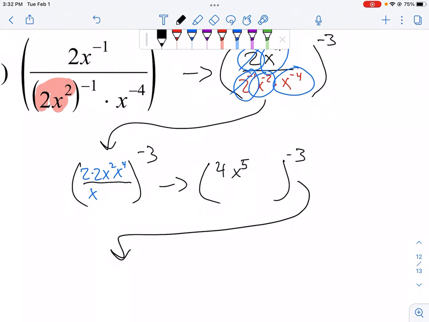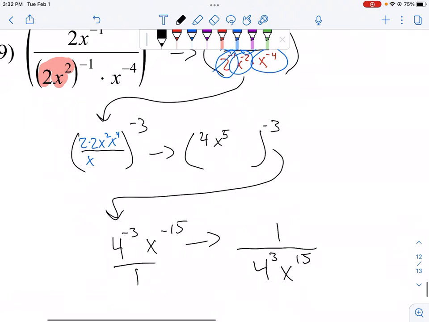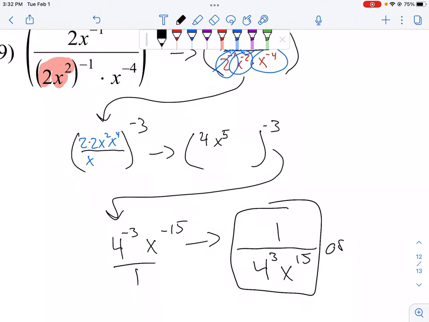So last couple steps, we would get 4 to the negative third and x to the negative 15th. And those are currently sitting over 1. So in order to write them in terms of positive exponents, this would be 4 to the positive third, x to the positive 15th. 1's on top as a placeholder. This would be an acceptable answer, or you can work out 4 to the third and get 64, x to the 15th.